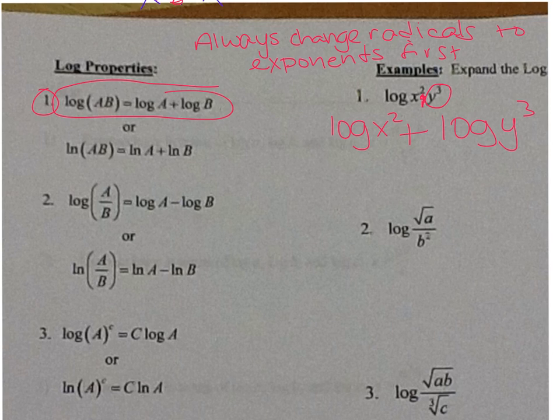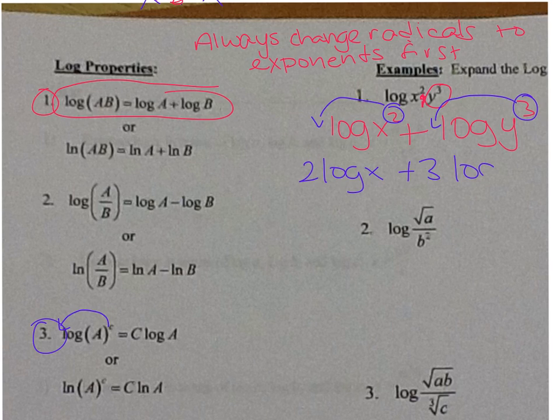Now I can use rule number 3, where the exponent goes into the front of the log. So the 2 is going to go in front of the log. The 3 is going to go in front of the log. So it's 2 log x plus 3 log y. And that would be my final answer.